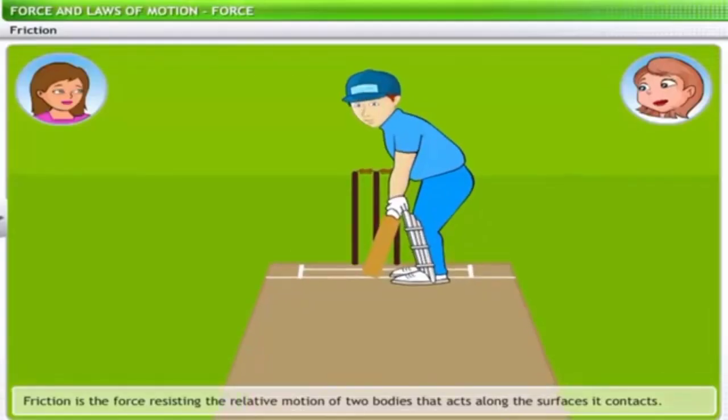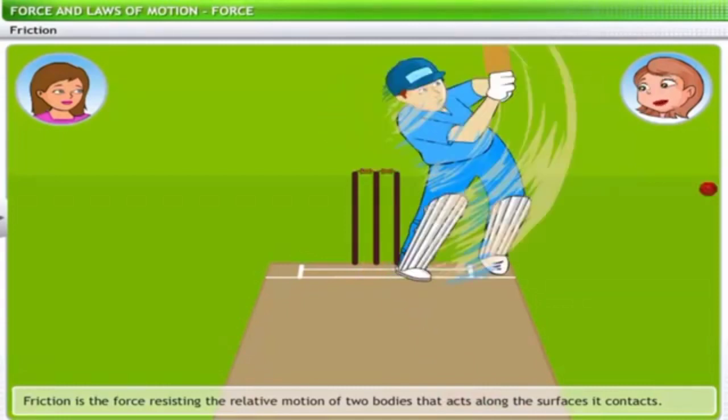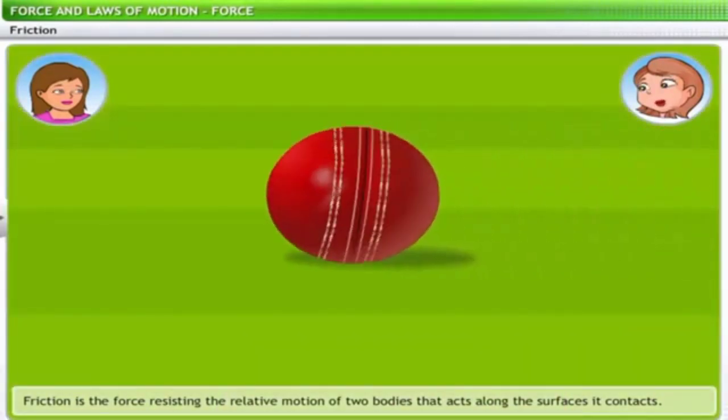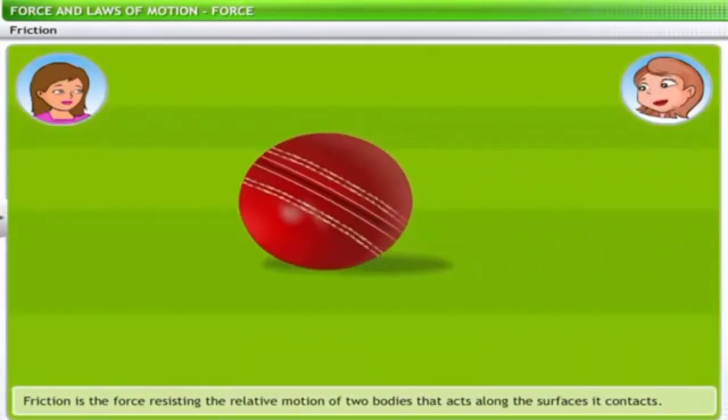Let's observe this game of cricket. As you can see, the ball, when hit by the batsman, slows down and stops after rolling a certain distance. Do you see any force being applied to stop the ball? No, ideally the ball shouldn't stop, right? No one applied any force to stop it. The ball stopped due to a force called friction.